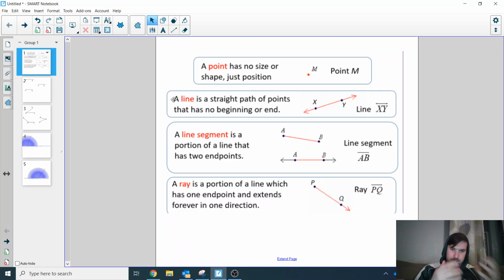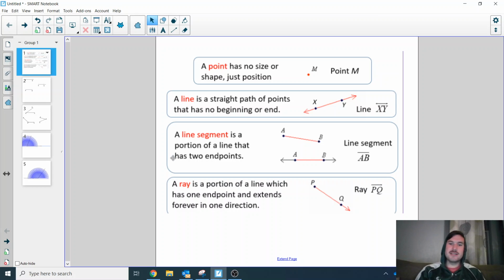So the first term I want to talk about is line. It's a straight path from point to point, and it has no beginning or end. It goes on forever in both directions. There are a bunch of points that we could put on the line, but it's going to go on forever in both directions.